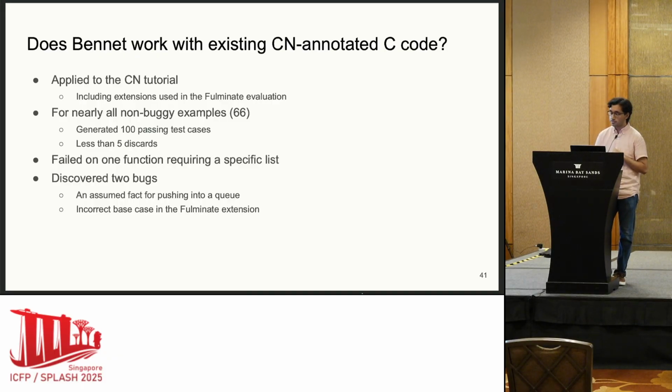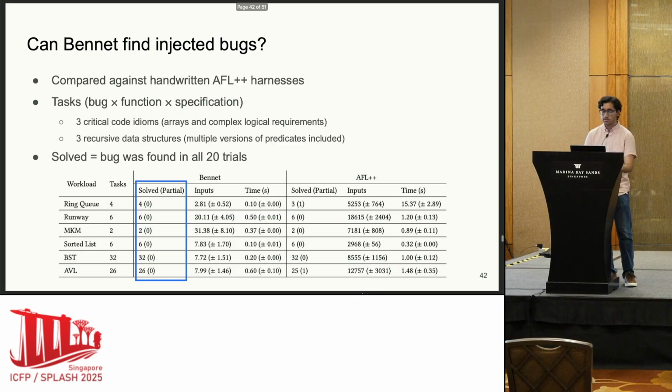We did, in fact, discover 2 bugs. There was an assumed fact that was used in the proof of the correctness for pushing to a queue. And so we discovered a bug in that, and then we also discovered an incorrect base case in one of the extensions from Fulminate. And then, can Bennet find injected bugs?